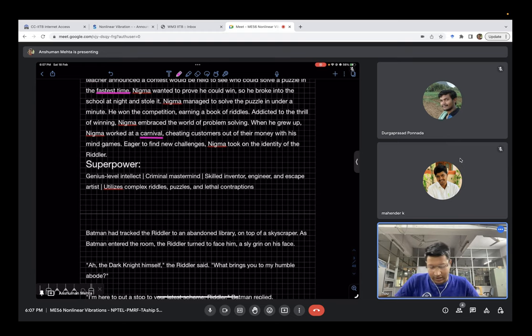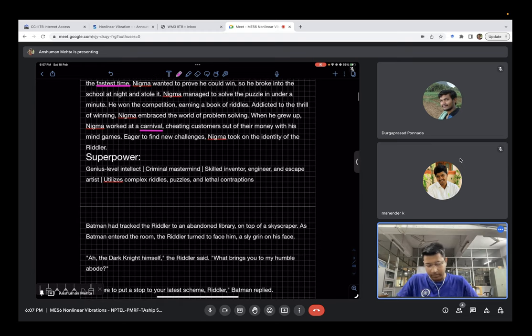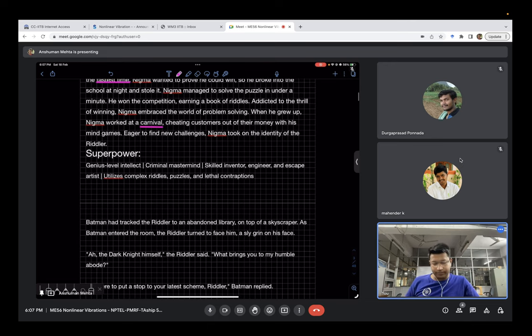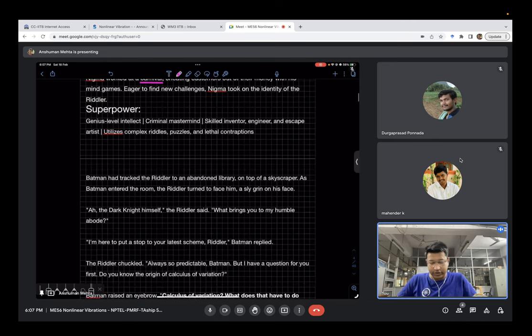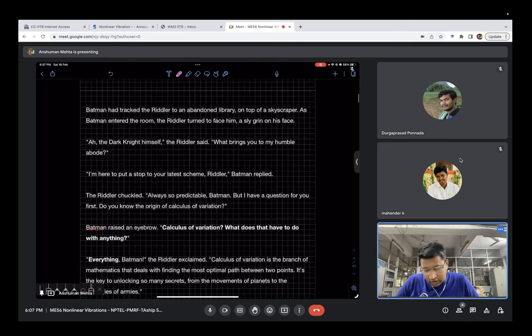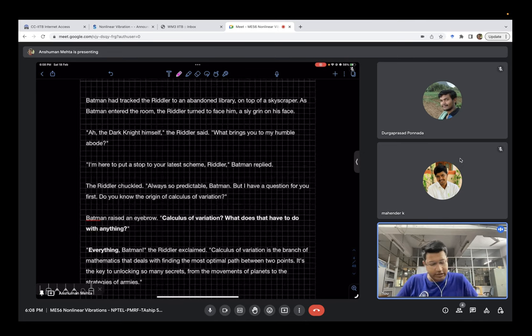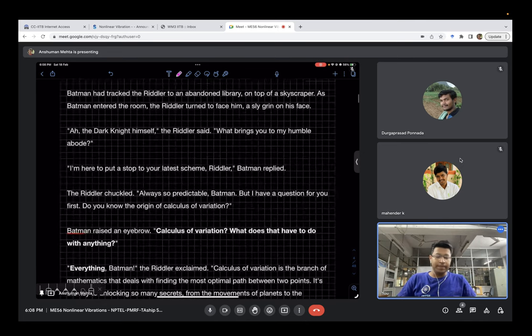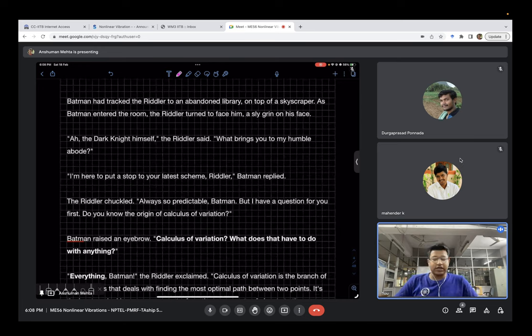Now Riddler utilizes complex riddles, puzzles, and lethal contraptions. So today we will be starting our story. Now Batman, since Riddler is already a super villain, has tracked the Riddler to an abandoned library on top of a skyscraper. So there is a skyscraper, a huge building.